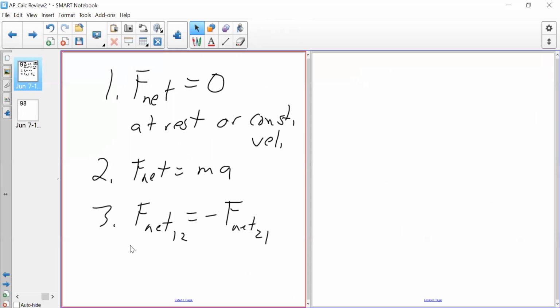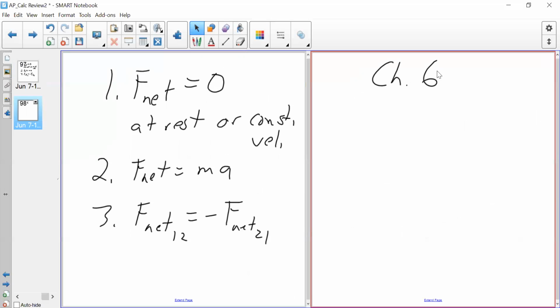Okay, so that's chapter 4. Chapter 5, actually chapter 4, old book. Chapter 5 here. In chapter 6, the centripetal motion. So, objects going around a curve.